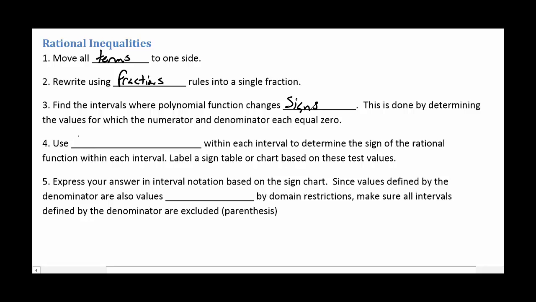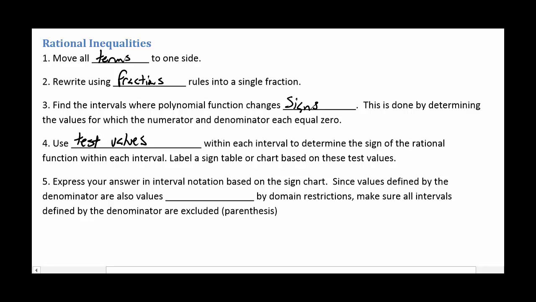Then, in step 4, we're going to use test values. So this is just like the other polynomial inequalities we've seen. To test within each interval to determine the sign of the rational function within each interval. And we're going to label a sign chart based on these test values. And then lastly, number 5, we're going to express our answer in interval notation based on the sign chart.